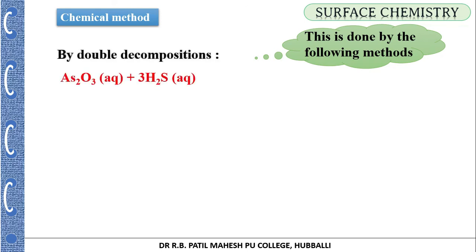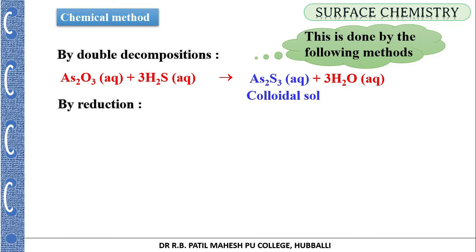In the double decomposition method, there is an exchange of ions between two substances that we are going to mix. Here oxygen is exchanged with sulfur, thereby forming the colloidal sol. Arsenic sulfide is formed and it is prepared by using this method. The second method is by reduction. In this method, metals like silver, gold are reduced to form respective metal sols. For example, gold chloride is reduced with stannous chloride to form gold sol.